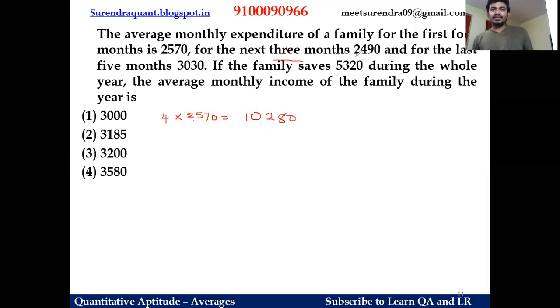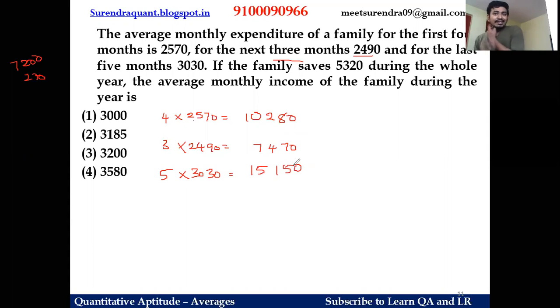And that of the next 3 months is 2490. So if the 3 months average is 2490, so 2,400 times 3 is 7,200, and 90 times 3 is 270. So what is this value, guys? So this is 7470, right? 7470. And that of the last 5 months average is 3030. So the 5 months average is 3030. So this is 15,150.